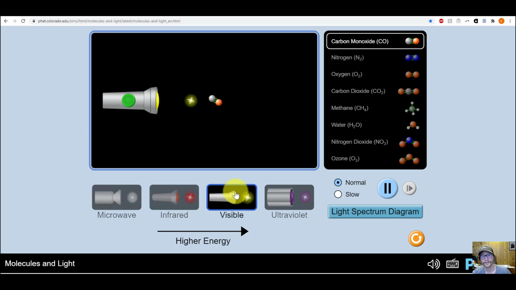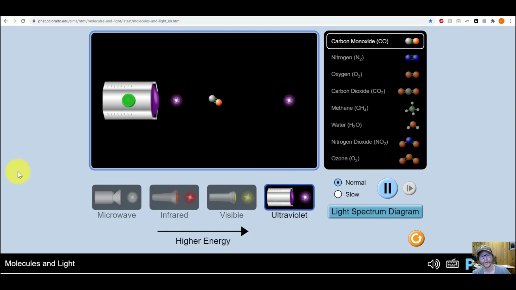Visible, we start shooting visible photons at it. Nothing's happening. Why? Well, that should make sense because we don't see carbon monoxide, right? It's all around us, but we never see it. We never smell it. Smell has nothing to do with that, but we don't see it because it doesn't absorb photons in the visible spectrum. And with UV light, it's the same thing. It doesn't absorb, and so nothing happens. You can come to this site and play around with this.